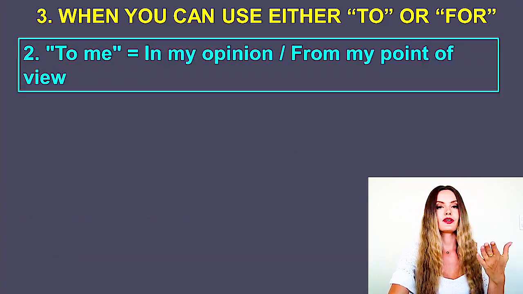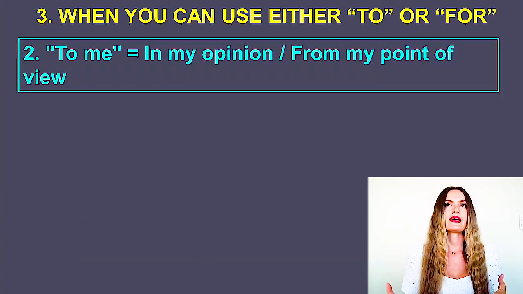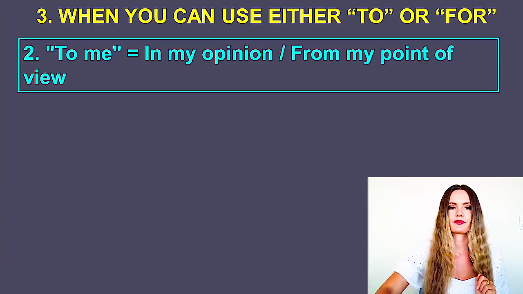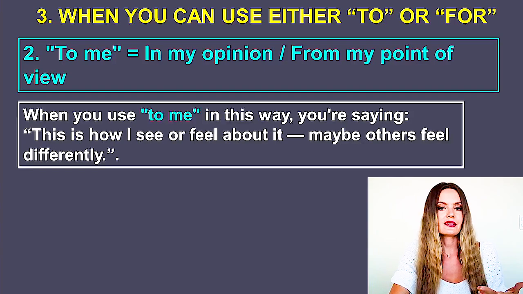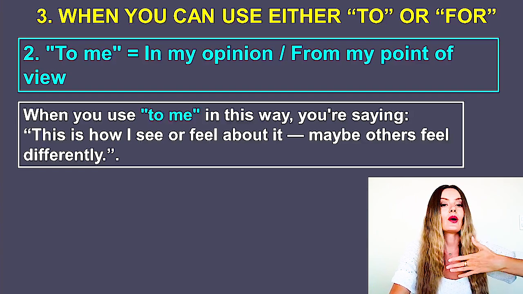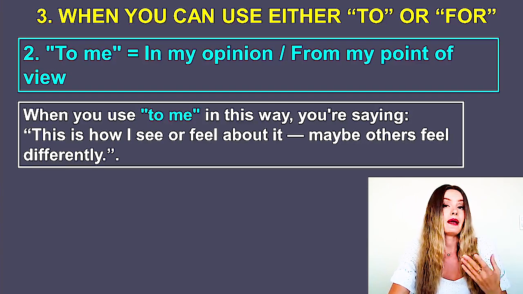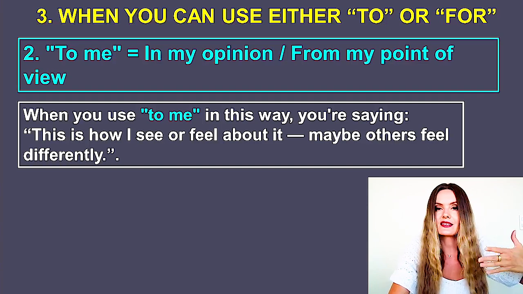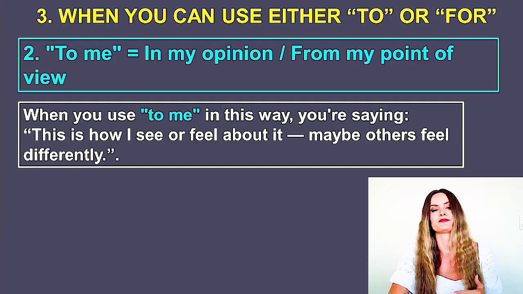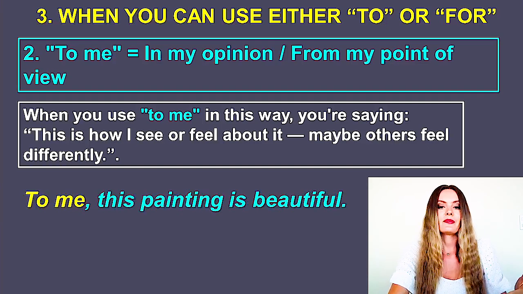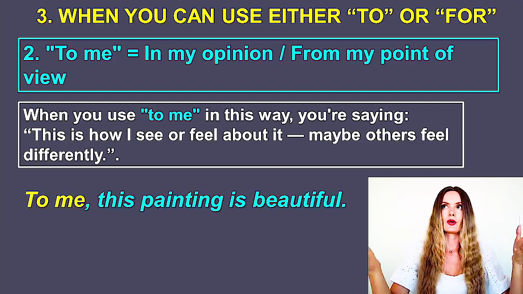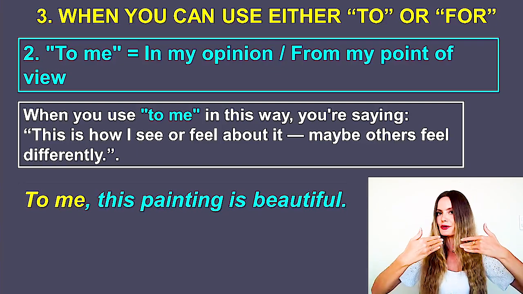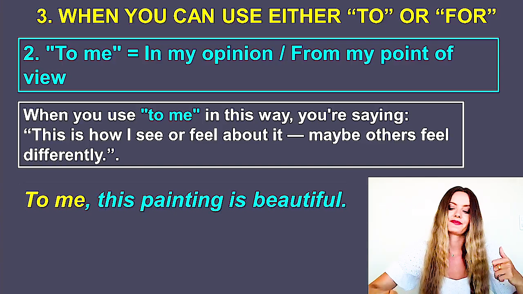To me. Also we use "to me" when we want to say in my opinion or from my point of view. When you use "to me" in this way, you are saying, this is how I see or feel about it. Maybe others feel differently. To me, in my opinion, this is how I feel about it. To me, this painting is beautiful. So, in my opinion, this painting is beautiful. To me means in my opinion.